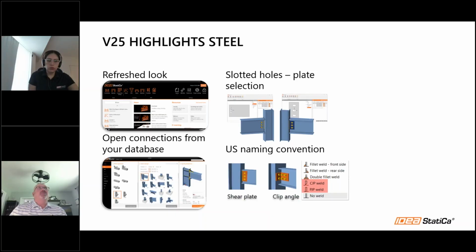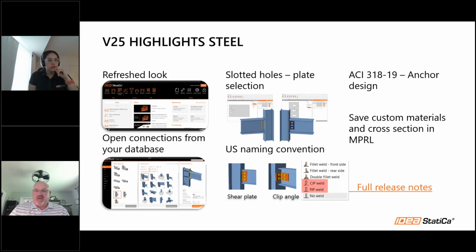The next thing that's going to be interesting, though most of you aren't going to see it and it's not really a big issue especially for existing users, is that we've changed some of the phrasing within the software. So rather than being Eurocentric, instead of a fin plate, you're going to see a shear plate, or instead of a cleat, a clip angle, and CJP weld, not a butt weld. We're just trying to make it a little bit more user-friendly for our users.